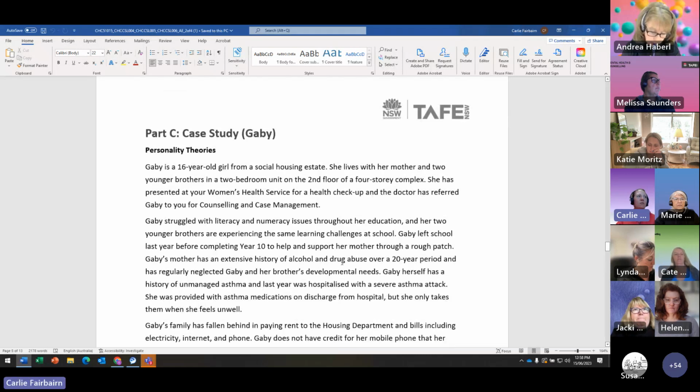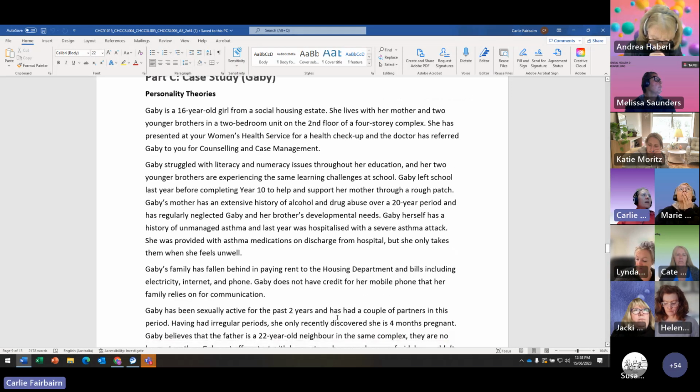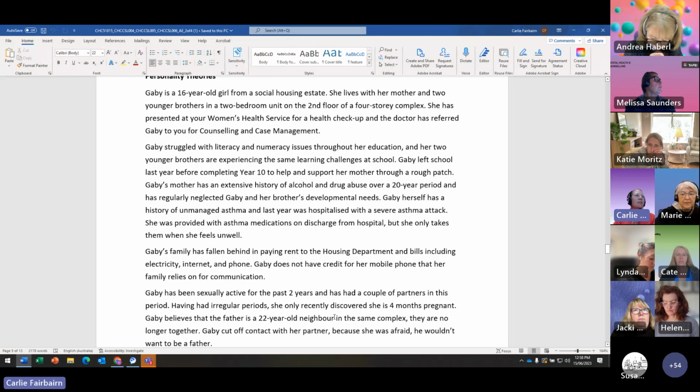All right, sounds good. And so case study C is about Gabby, and we're using personality theories. Gabby is a 16-year-old girl from a social housing estate. She lives with her mother and 2 younger brothers in a 2-bedroom unit on the 2nd floor of a 4-story complex. She has presented at your Women's Health Service for a health checkup, and the doctor has referred Gabby to you for counselling and case management.